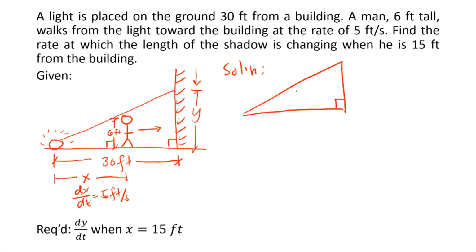So the bigger right triangle, its base is 30 feet. And then this side is y. And then for the smaller right triangle, so this one, this side is 6 feet. And then this side is x.